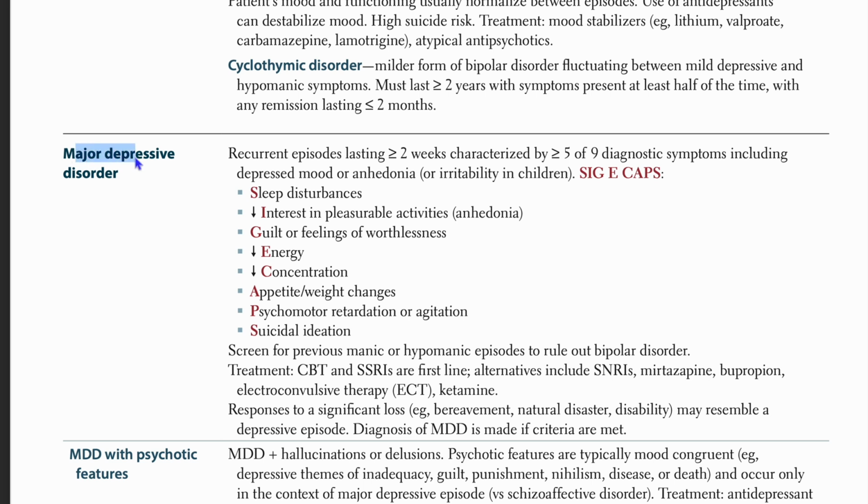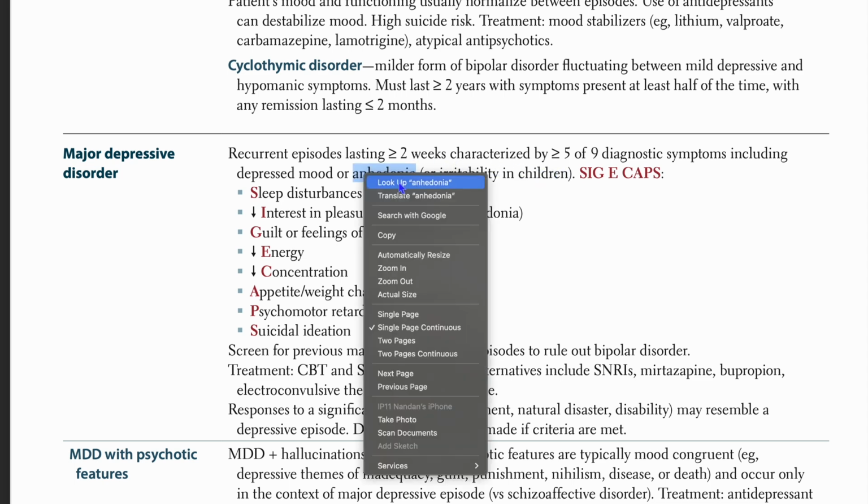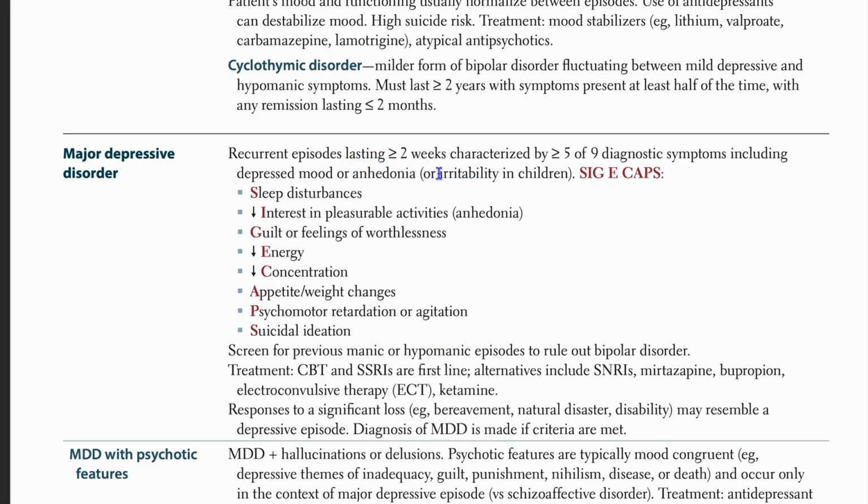Okay. Then we have major depressive disorder. It's recurrent episodes lasting 2 or more weeks, characterized by 5 or more of the 9 diagnostic symptoms, including depressed mood or anhedonia, or irritability in children, or inability to feel pleasure. Right? Okay. So, major depressive disorder, don't worry about memorizing it, just know what it is, and you'll be good with that. It will just make sense by itself.